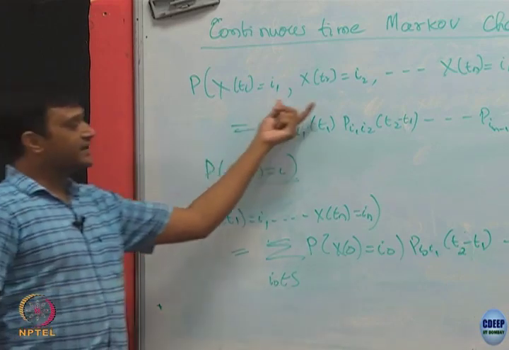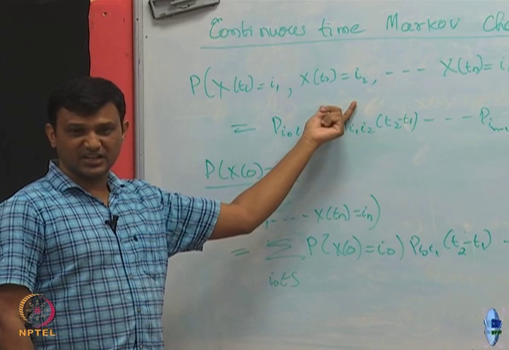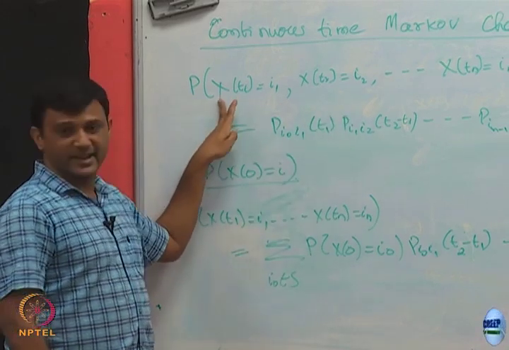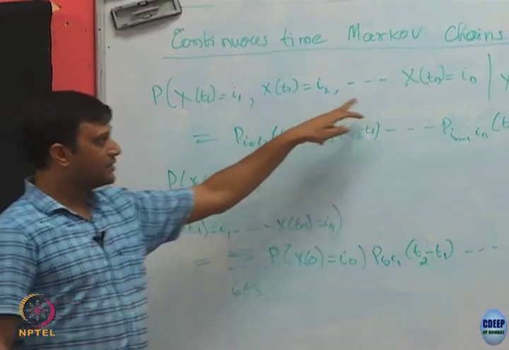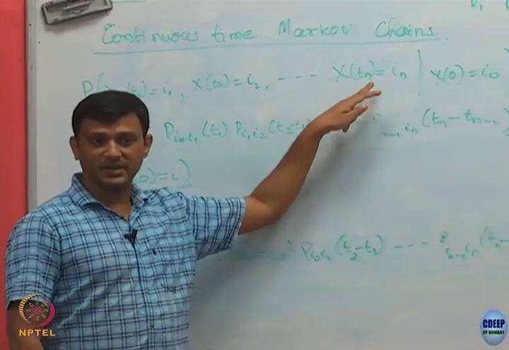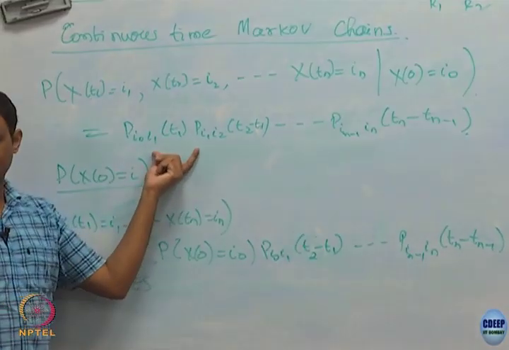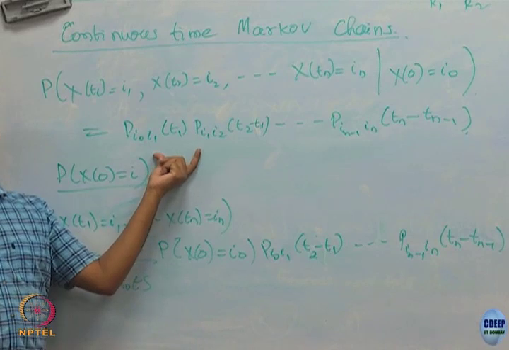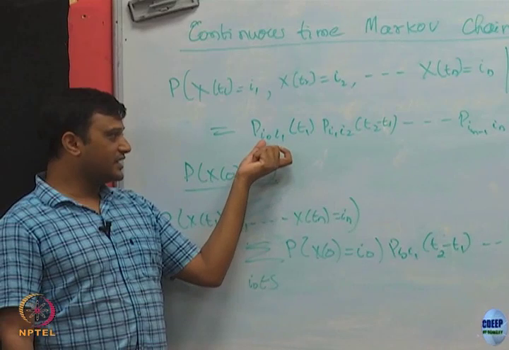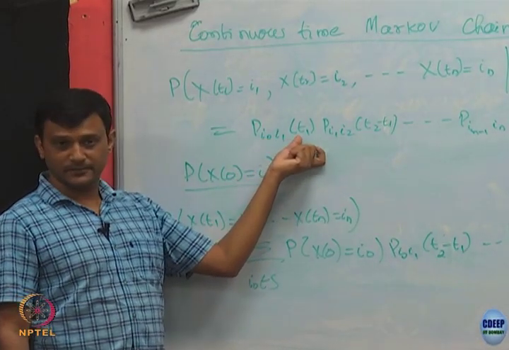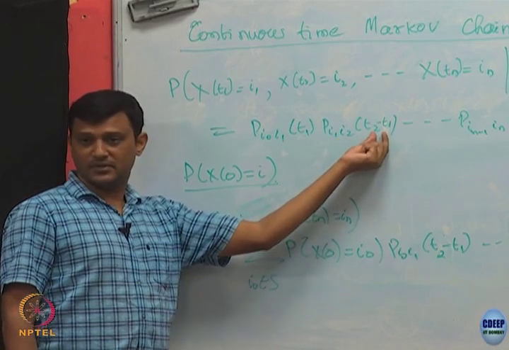So this is the conditional joint distribution, right? You are looking at your CTMC taking value i1 at time t1, i2 at time t2, and so on, given that initially it started with state i0. You could simply split it like this, just apply the Markov property repeatedly. Then this probability is nothing but the probability that you go from state i0 to i1 in time t1, and then the probability that you go from state i1 to i2 in time t2 minus t1.